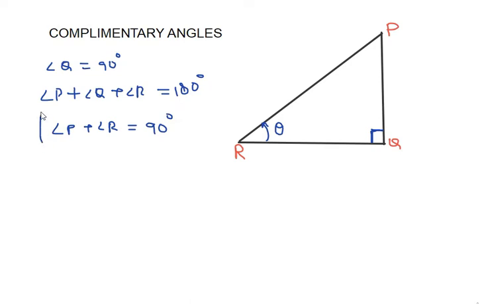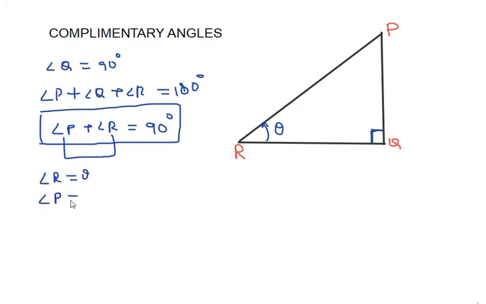So whenever we have two angles whose sum is 90 degree, we would say these two angles are complementary angles. So if I'm taking angle R is equal to theta, angle P will be 90 minus theta. I think it is clear to you. So what I'm doing there, I'm writing the trigonometric ratio for the angle theta.